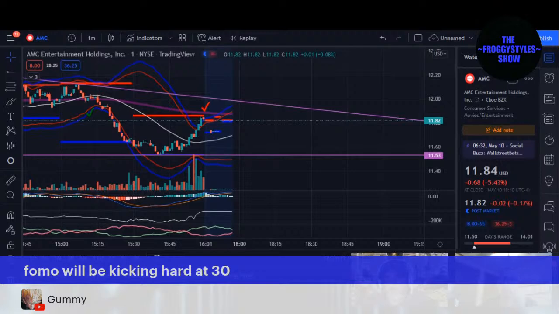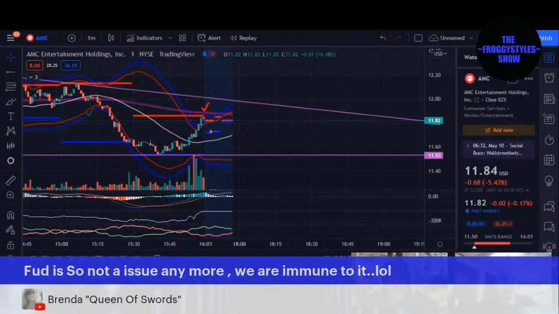Gummy said that FOMO will be kicking in at 30. I'm pretty sure once we break out of that wedge, 30 will definitely be a FOMO piece. So pain will come shortly after. Brenda Queen of Swords says FUD is not an issue anymore, we are immune to it. Yeah, I think everybody's numb to the media. Anything that they put out that is pretty much garbage and we know it, we don't even get upset about it. We just kind of say, it's the media. And then we just keep buying more on the dip.